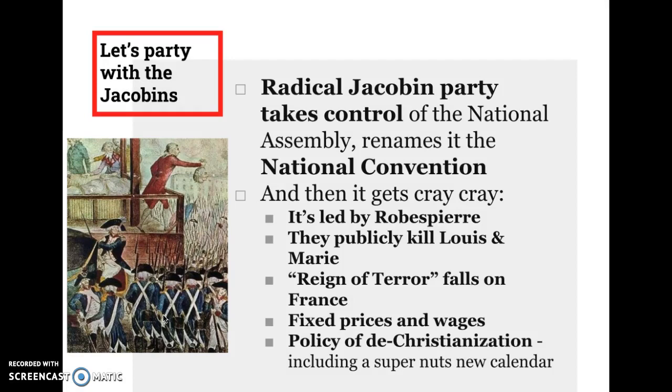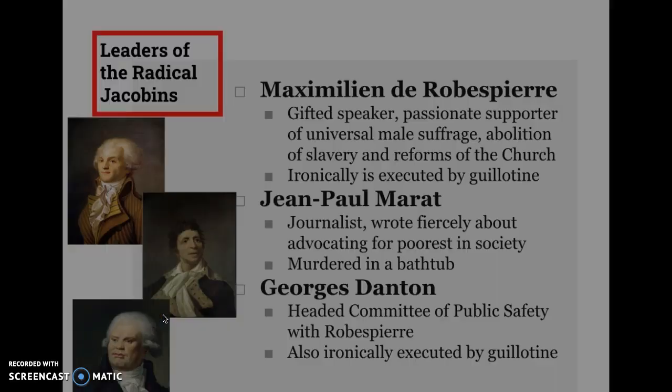So basically the radical phase, the big group of people to know here are the Jacobins, and the Jacobins are the radical party of the National Assembly. They take over control of the National Assembly and they rename it the National Convention. And then all heck breaks loose that we're fixing to get into.